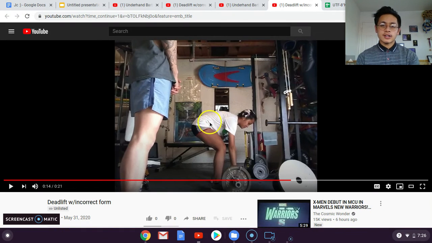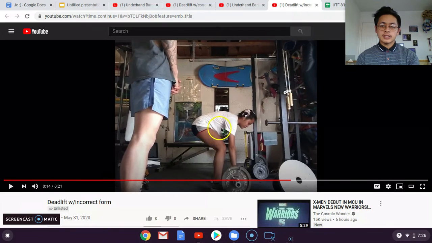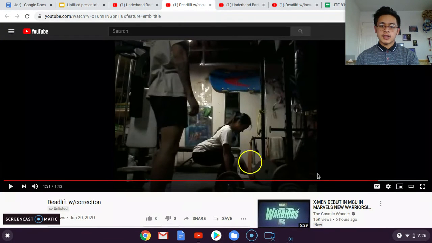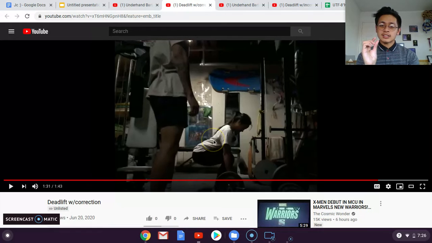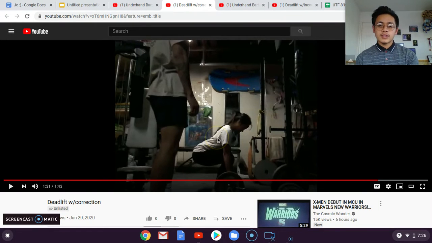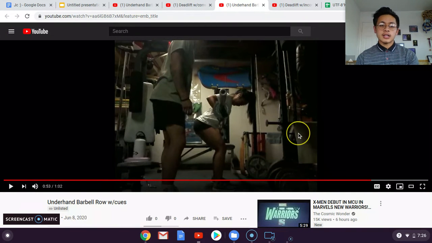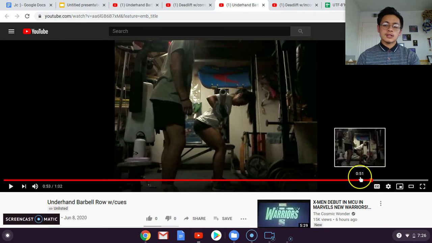I corrected it for her, so I told her to bring her butt down and bring the torso up, which is what she did. And you can already tell from this angle it is a lot better. It is still a little bit of hyperextension, so it wasn't perfect, but it definitely was an improvement from her last time doing it.